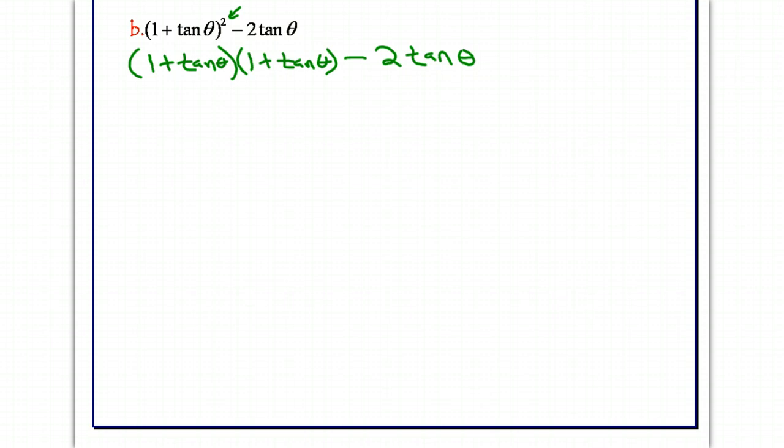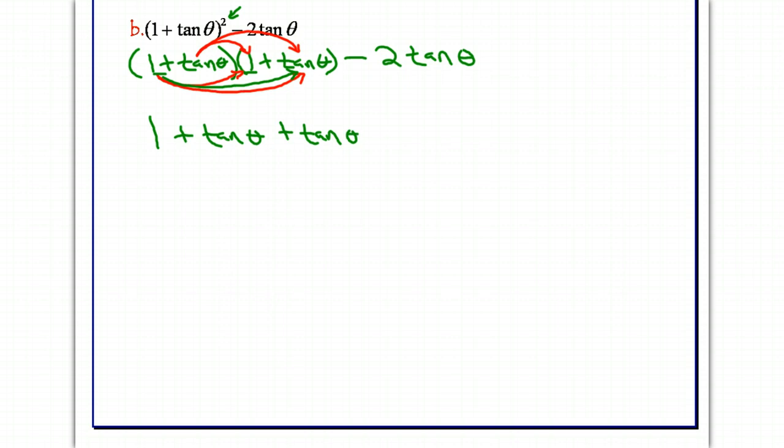In my algebra class, I have this boy, he likes to call it double rainbows. So I take 1 times the first one, 1 times the second. Then I take the tangent times the first one, and the tangent times the second. I'm not quite sure if you see the rainbows or not. But let's do this. 1 times 1 gives us 1. 1 times the tangent gives us the tangent. The tangent times 1 gives us the tangent. And tangent times tangent gives us tangent squared. Then we have this other part just kind of tagging along.